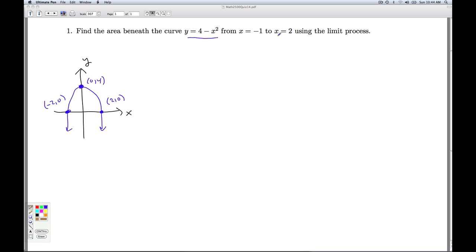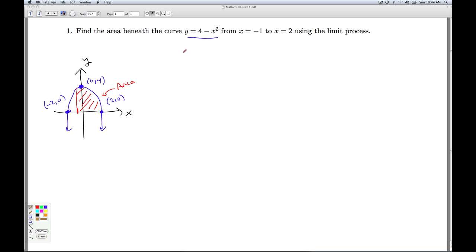So we're going from x equals -1 to x equals 2. So x equals -1 would be right here. x equals 2 would be right here. And so we're looking for this area.